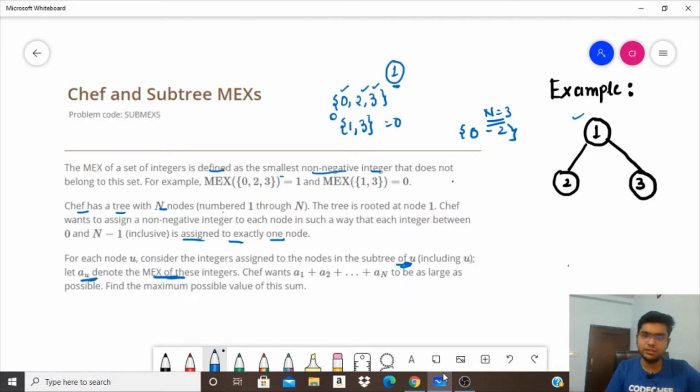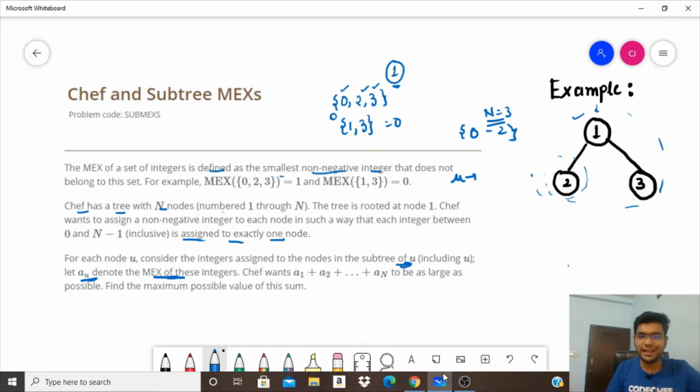So for each node u, we need to consider the subtree, like for example this one. The whole tree will act as a subtree, and we need to calculate the MEX of this whole tree, right? And like for this example, the only subtree will be this particular node, so we need to calculate the MEX of this. And at last, what do we want?